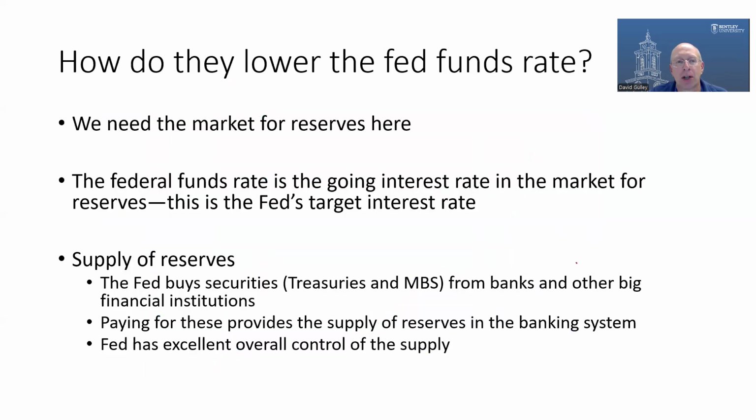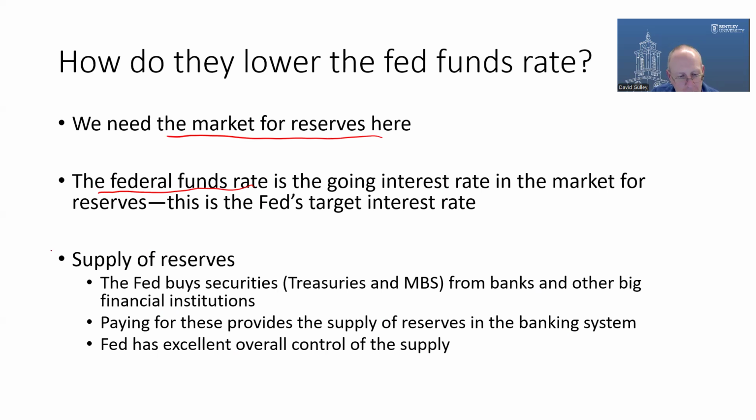And so what we want to focus on here is, how do they go about lowering the federal funds rate? And so what we need here is the market for reserves. And what's critical is that the federal funds rate, which is their main target rate, is the going interest rate in the market for reserves, which is determined by supply and demand conditions.